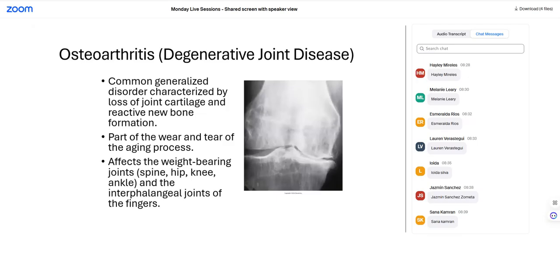Osteoarthritis, also known as degenerative joint disease, DJD. Common generalized disorder that's characterized by loss of joint cartilage and reactive new bone formation. You can see this in the knee here. This is part of the wear and tear of aging, and it's going to affect your weight-bearing joints. So this would be patients who are heavy, who are putting a lot of weight on those weight-bearing joints, will usually experience this early on.